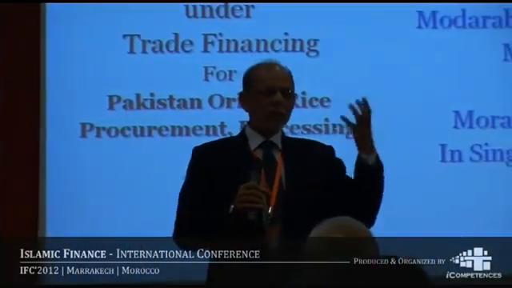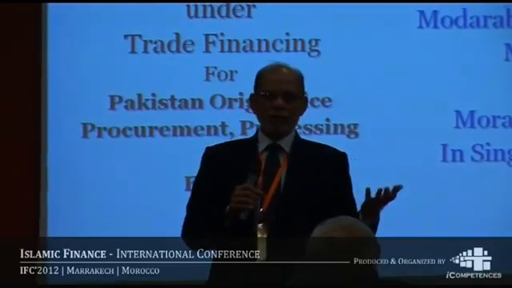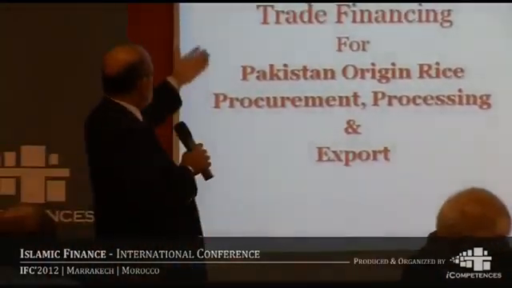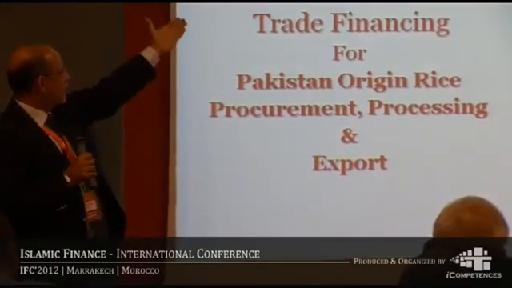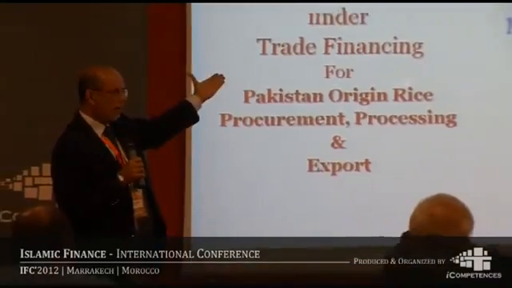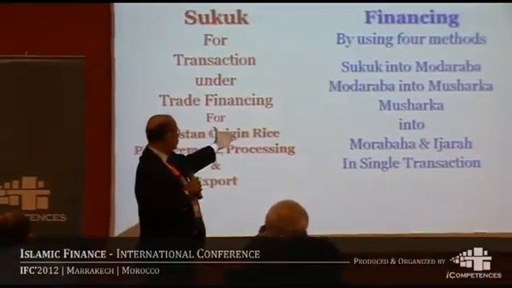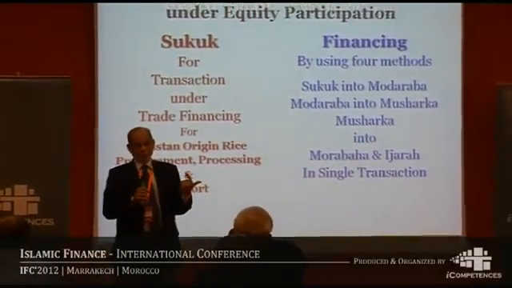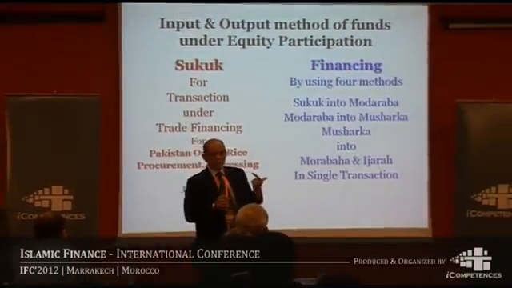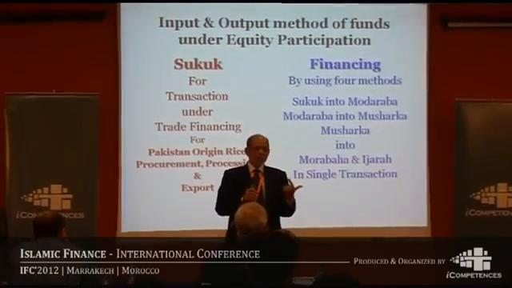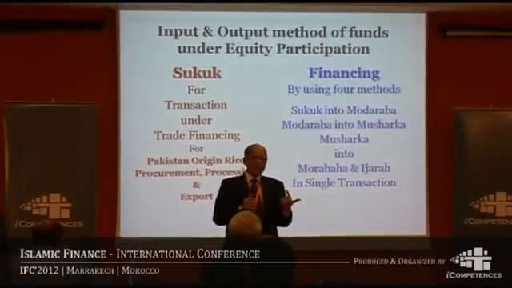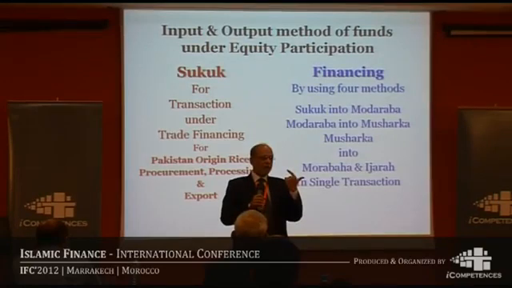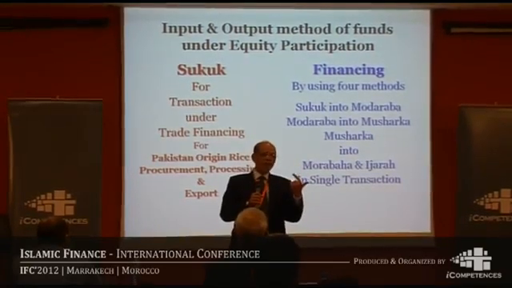Finally, the Islamic bank entered into syndicate financing with 28 banks. Here, we are going to take only 4 banks as an example. The transaction used sukuk under trade financing with 4 methods: sukuk into mudaraba, mudaraba into musharaka, musharaka into ijara, murabaha, and then ijara in a single transaction. This transaction not only brought fortune for the investors but also set a trend that changed the traditional customs of Pakistan's growers market, where the landlord exploited the growers in the payment for the crop.